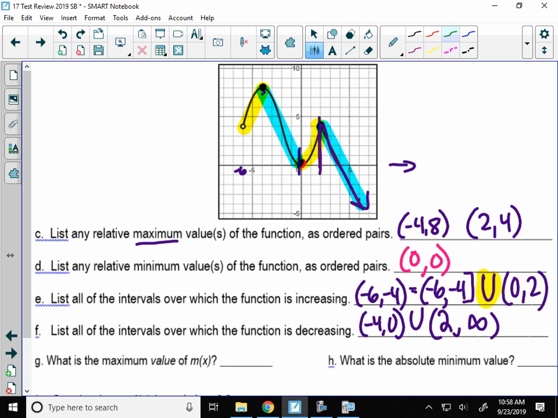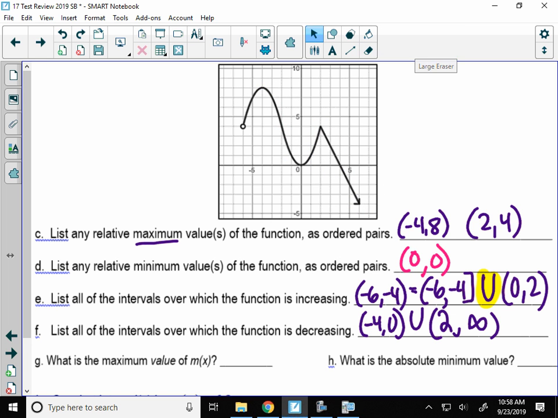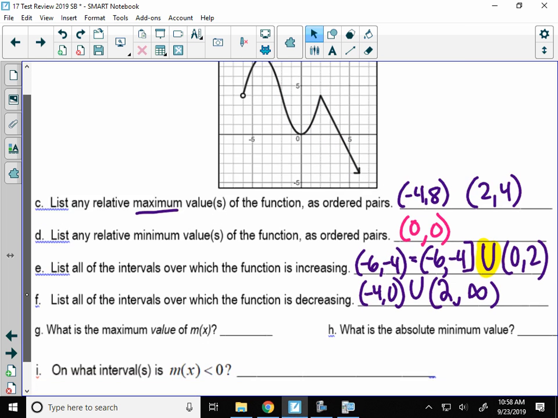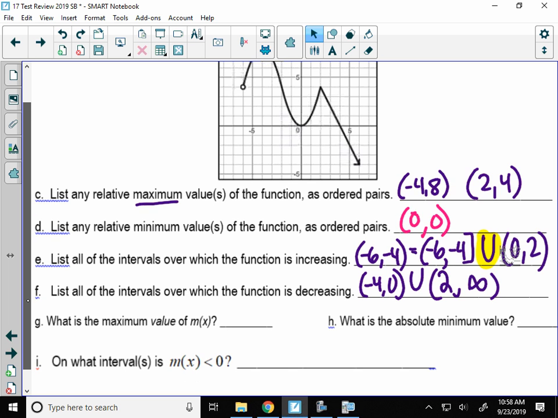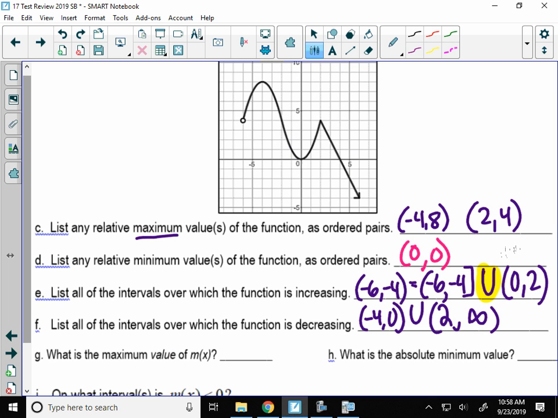All right, let me erase this graph to make it so we can look at the next couple questions. It says, what is the maximum value of m of x? So the maximum is the highest. The maximum value is not looking for an ordered pair. It's looking for the maximum y value. Well, that's up here at 8. So the maximum value, the highest value that my graph has is 8.